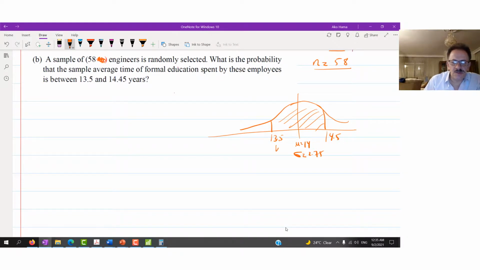So what should I do? I have to find the z. How to find the z? The corresponding z to 13.5 and 14.5.